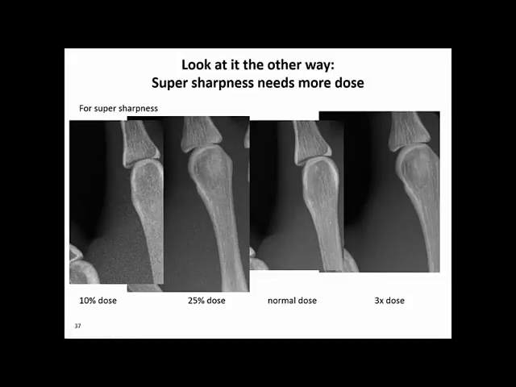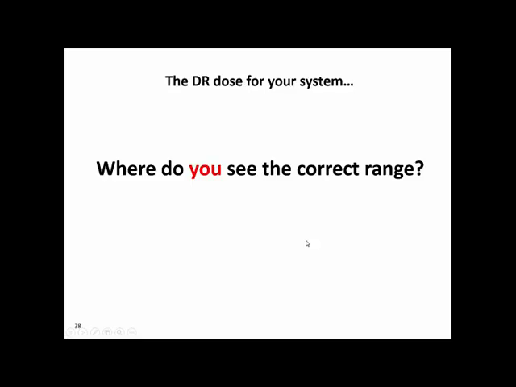For super sharpness, the noise level is always higher because of the higher sharpness, and here maybe we will find ourselves being between normal dose and 3 times the dose to make the image noise free for this kind of high sharpness. So, very important to understand, the question to the customer is not what dose does the system need, but what dose do you see, dear customer, to be correct for your question and your purpose.